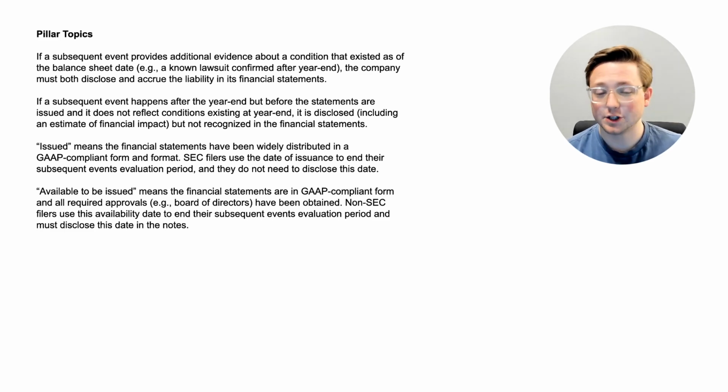Now let's talk about issued and available to be issued and SEC and things like that. Issued means the financial statements have been widely distributed in a GAAP-compliant form and format. SEC filers use the date of issuance to end their subsequent events evaluation period, and they do not need to disclose this date. Now, available to be issued is a little bit different. This means the financial statements are in GAAP-compliant form, and all required approvals, such as from the board of directors, have been obtained, but it doesn't mean it's been distributed. Non-SEC filers use this availability date to end their subsequent events evaluation period and must disclose this date in the notes.